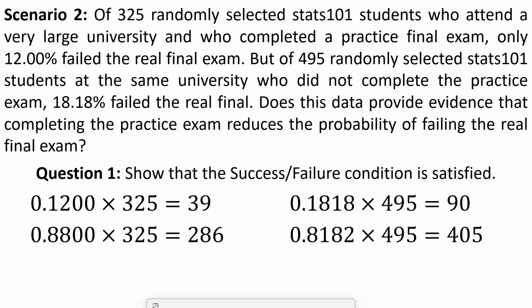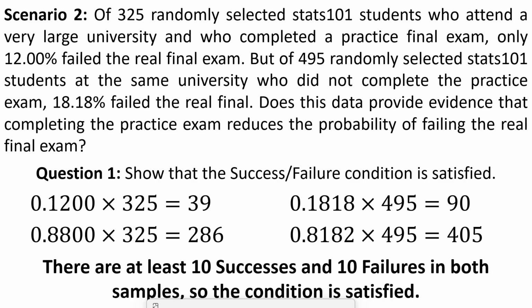Likewise, of the students who didn't write the practice final, 18.8% of those students failed. That turns out to be 90 students. That leaves 405 who passed. Both of those numbers, again, are at least 10. And so since there are at least 10 successes and at least 10 failures in both samples, the success-failure condition is satisfied. So that's cool.